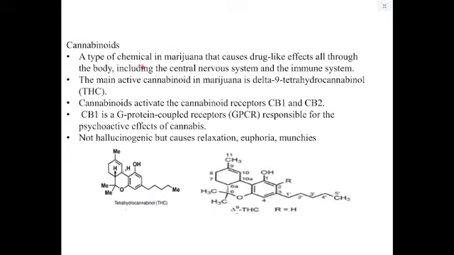So cannabinoids are a type of chemical in marijuana that causes drug-like effects all through the body, including the central nervous system and the immune system. The main active cannabinoid in marijuana is delta-9-tetrahydrocannabinol, THC. They activate the cannabinoid receptors CB1 and CB2. CB1 is a G-protein coupled receptor responsible for the psychoactive activities of cannabis. So once they activate that receptor, it is responsible for the psychoactive effects of cannabis.